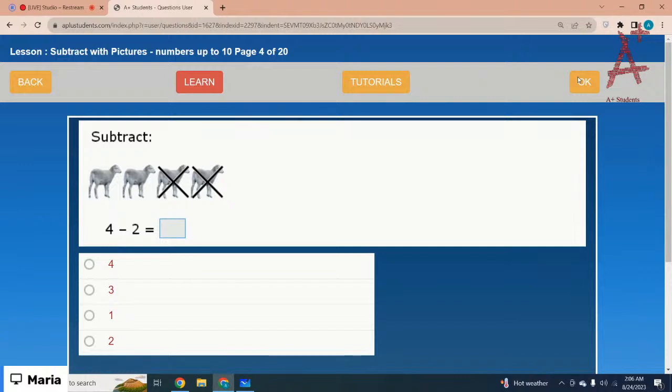Subtract. Let's count all the sheep. You have one, two, three, four sheep. Two of them are crossed out. That means you start with four, take away two, and you are left with two. You have to count the sheep that are not crossed out. So four take away two equals two. The correct option is two.